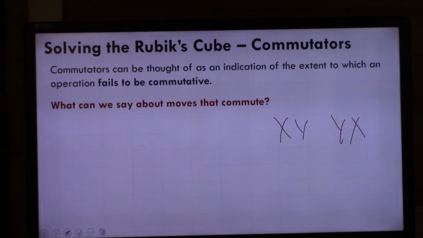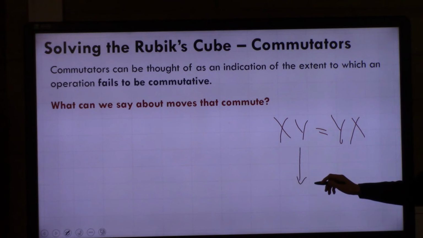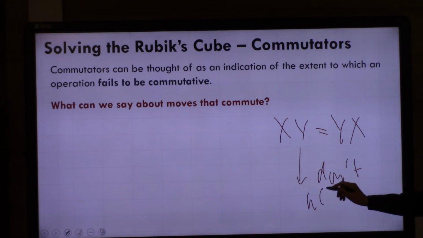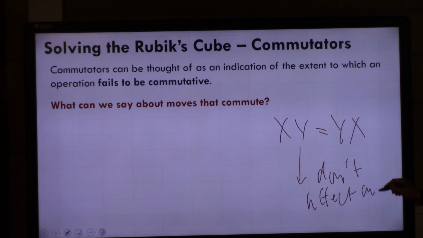Can anyone tell me now anything about these moves x and y if xy is equal to yx? And that means that it's just the same, right? So this would mean that they don't affect any of the same cuboids. I'll show you what this means.